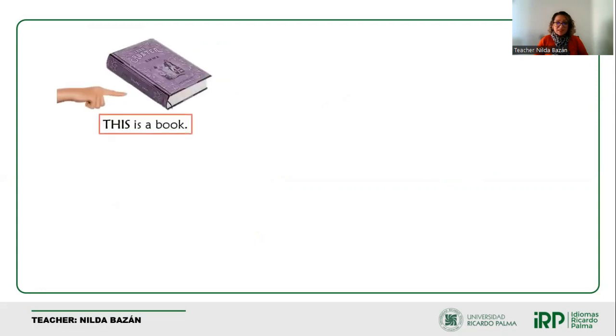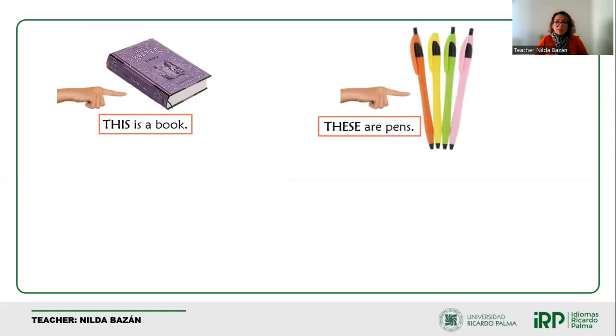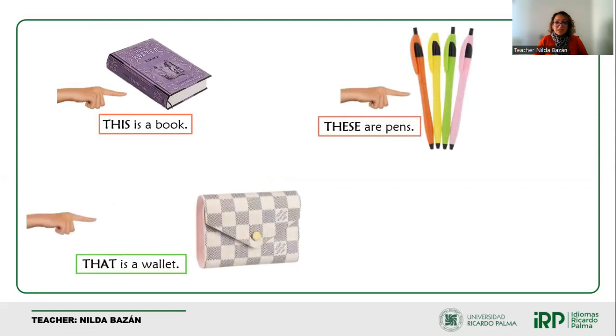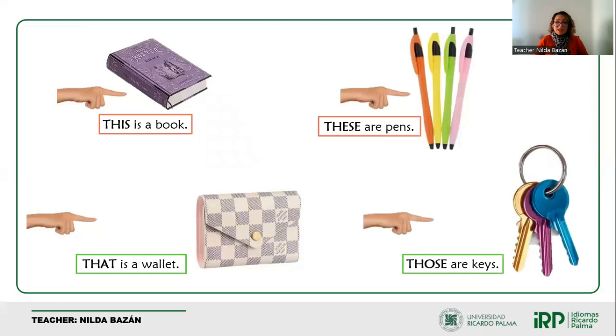In my bag, I have a book. This is a book. In my bag, I also have pens. So these are pens. In my bag, I also have a wallet. So that is a wallet. And finally, I have my keys. Those are keys. I want you to have a look at the words this, that, these, those.